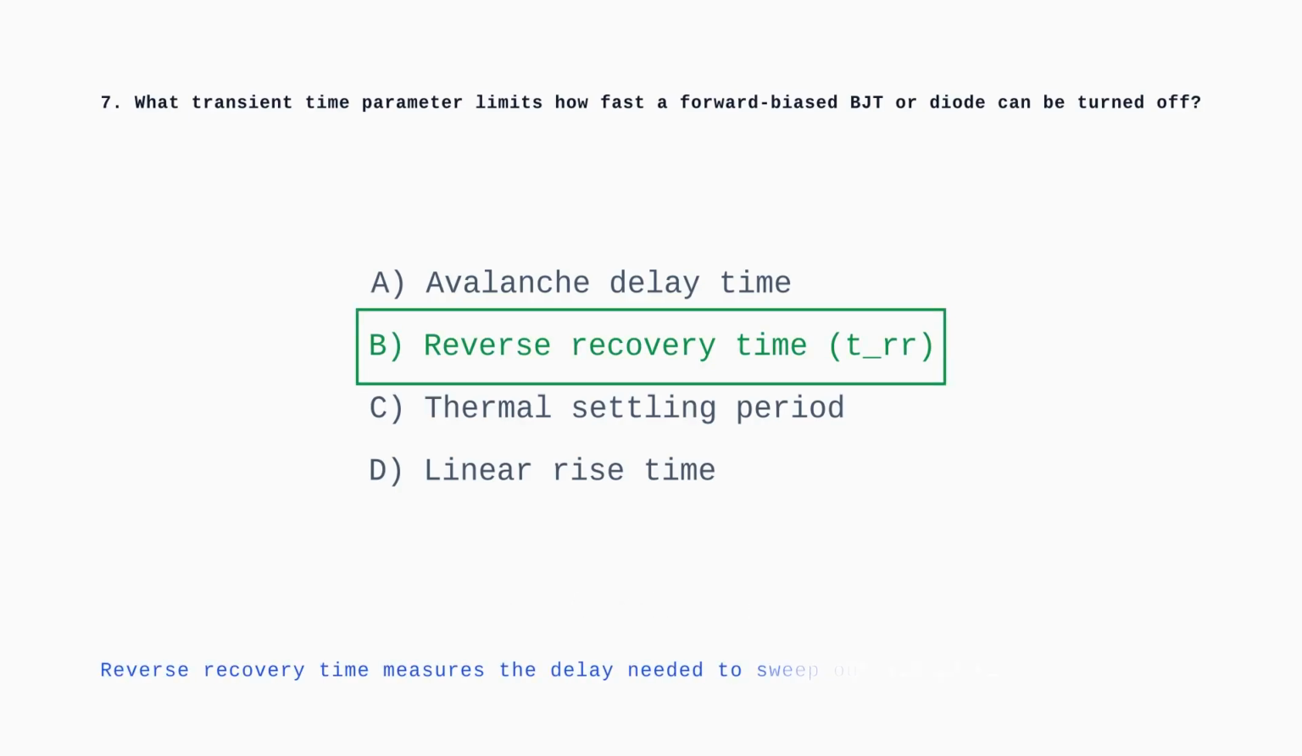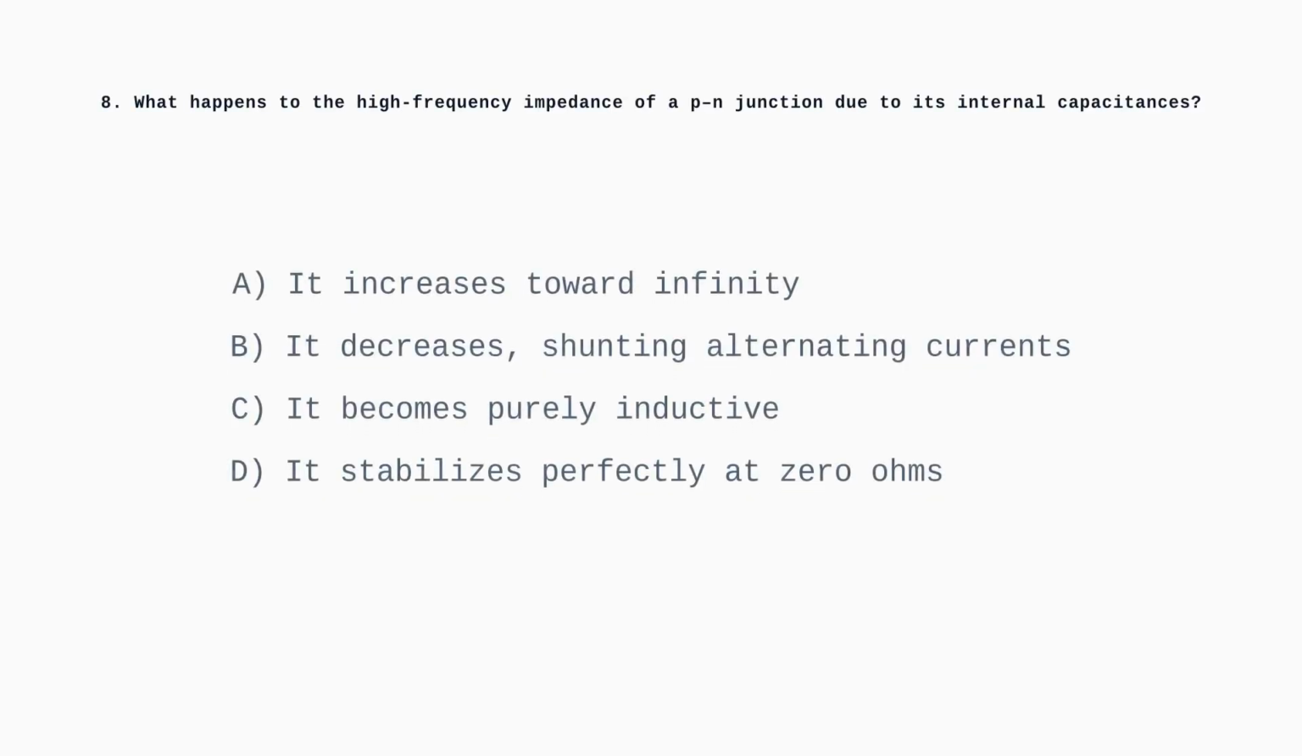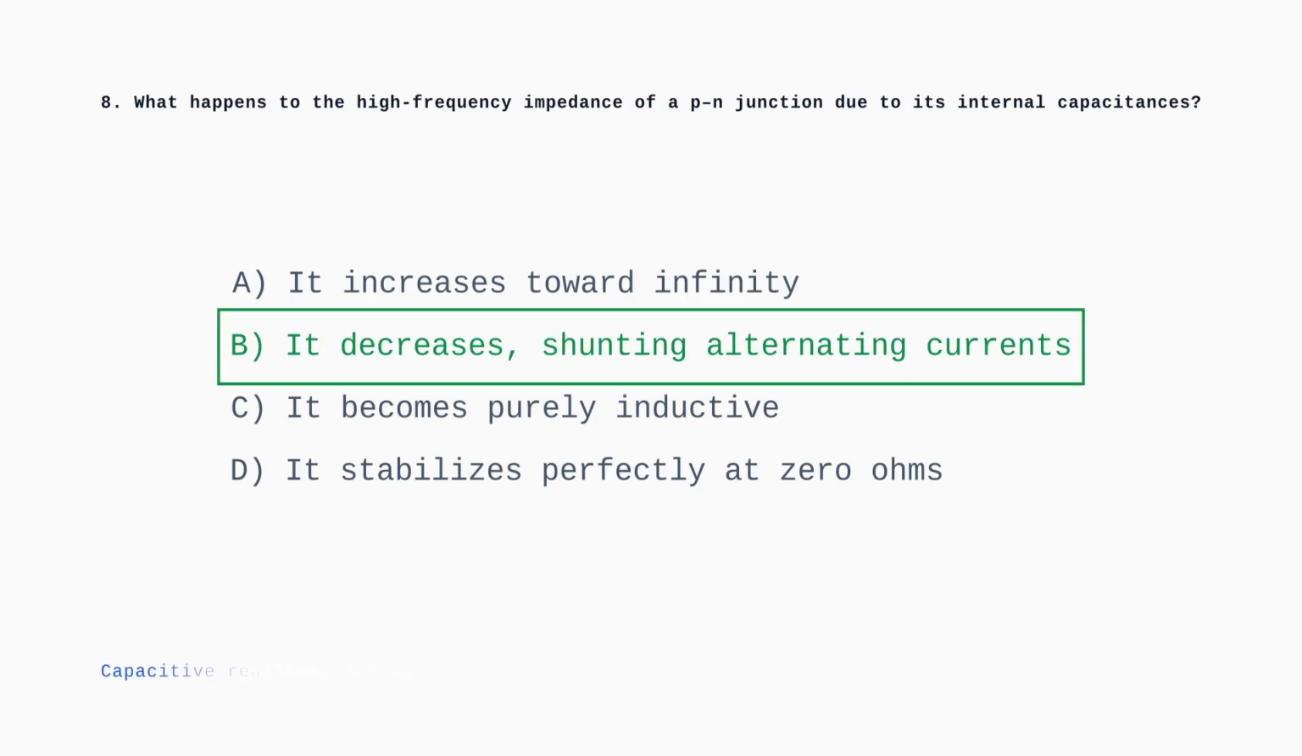When switching from forward conduction to cutoff, the diode remains highly conductive for a brief period called the reverse recovery time while stored charges are cleared. Question 8. What happens to the high-frequency impedance of a p-n junction due to its internal capacitances? As operational frequencies rise, capacitive reactance drops, shunting high-frequency signals across the junction and degrading the device's switching performance.